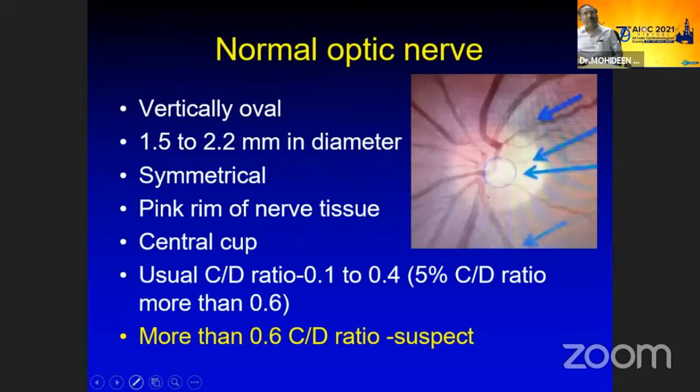The normal optic disc is vertically oval, around 1.5 to 2 millimeters in diameter. It has a symmetrical pink neuroretinal rim. What is a disc and what is a cup? Between the disc and the cup, you call it the neuroretinal rim. Normally, a cup-disc ratio is around 0.1 to 0.4. Only 5% of the population has a cup-disc ratio of more than 0.6, so anything more than 0.6 is significant for glaucoma suspect.